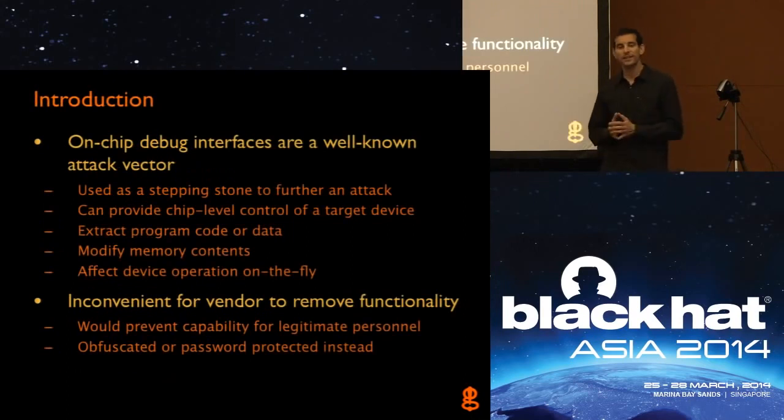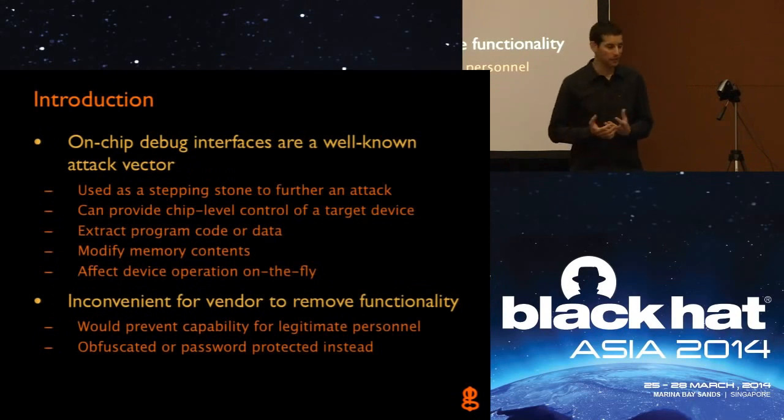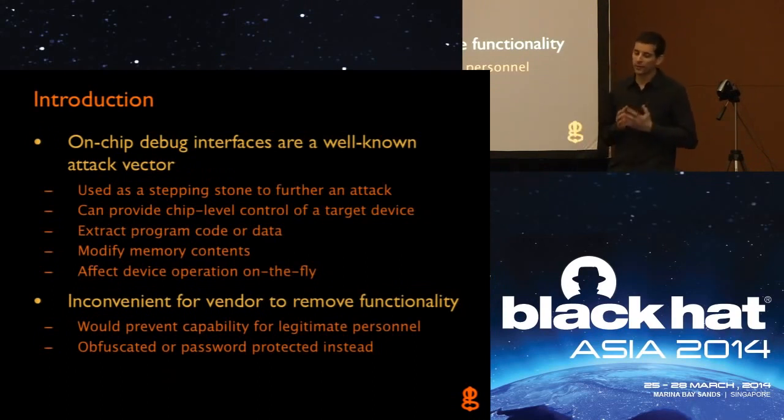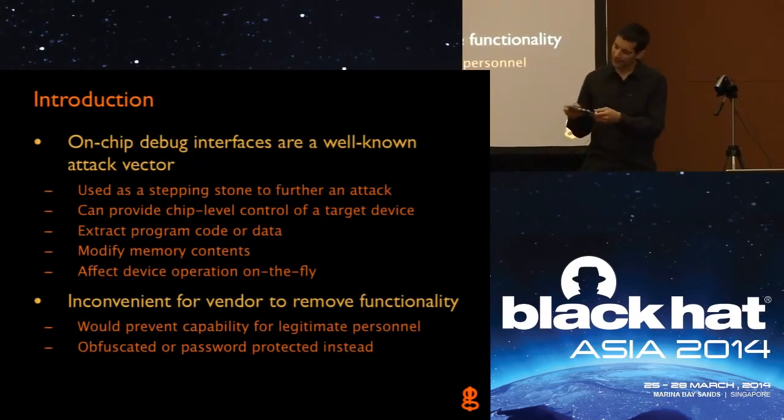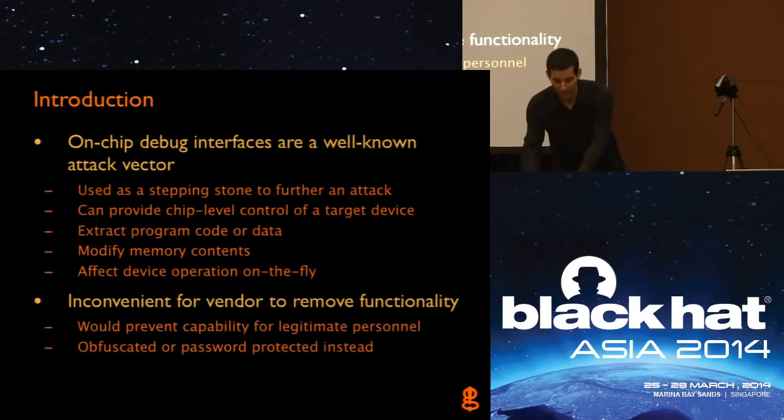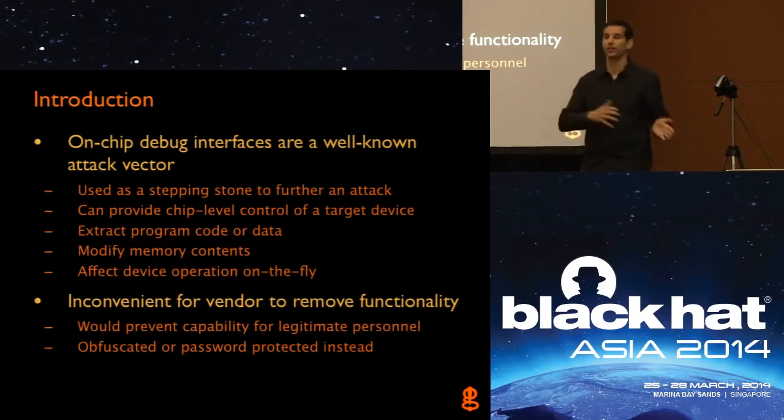So on-chip debug interfaces are sort of a well-known attack vector in the hardware space. If you're hardware hacking, usually one of the first steps when you're attacking hardware is you get access to the circuit board and you say, okay, where are there interfaces? Where can I connect to on the board that might give me extra functionality or might serve as a stepping stone for me to then do other things like extract data or manipulate the system?